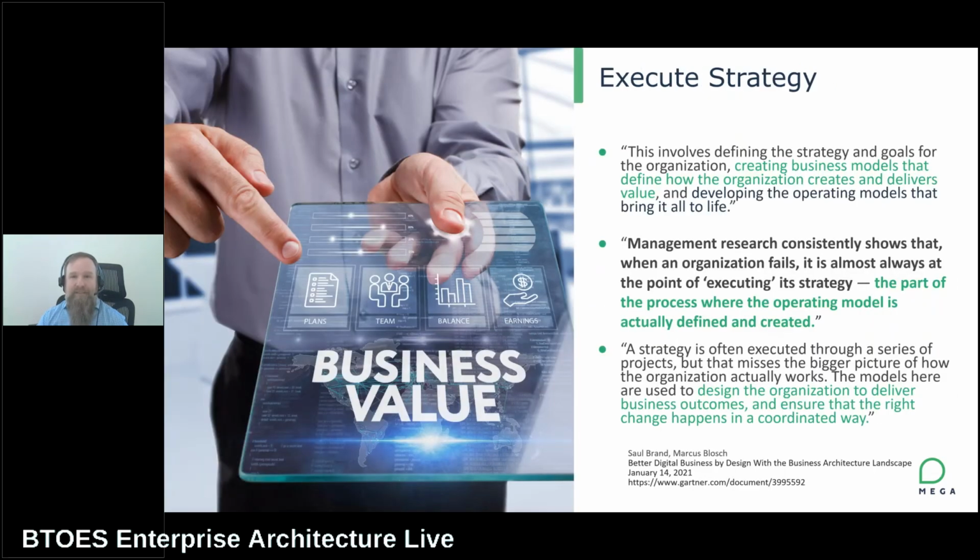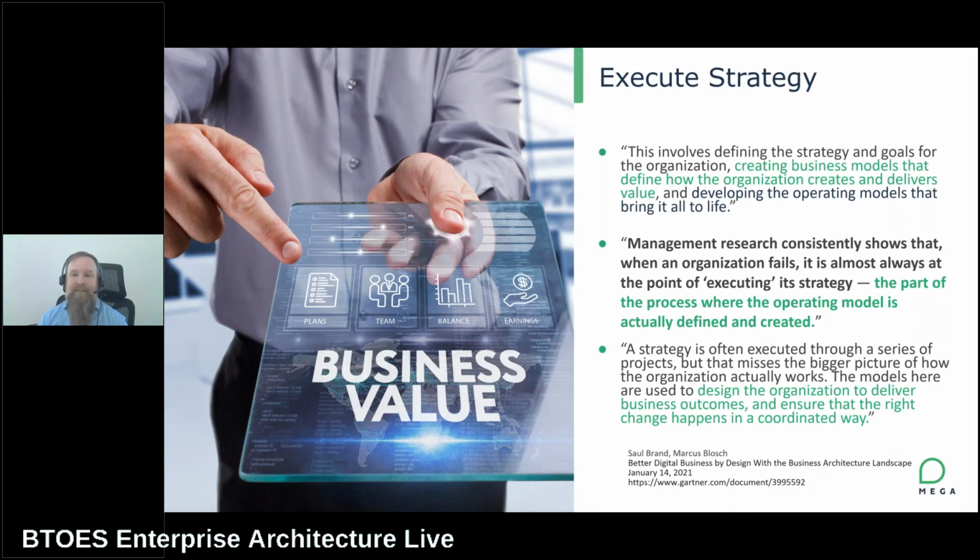Focusing now on executing against that strategy. So a recent research note out of Gartner: management research consistently shows that when an organization fails, it is almost always at the point of executing its strategy. This, by the way, is not something that's new. We see that strategy and execution failure is a common theme for at least a decade, I'm sure more.